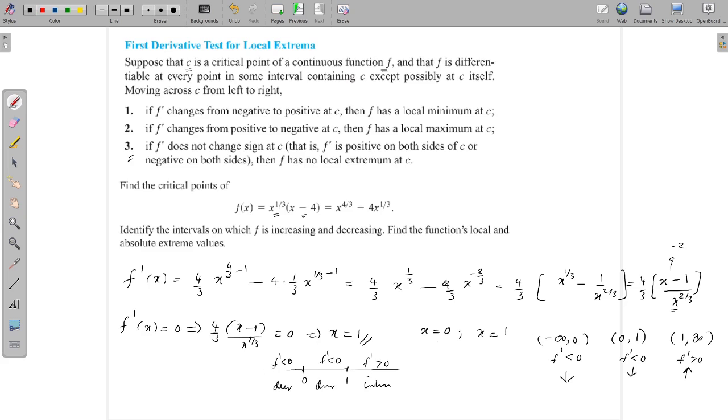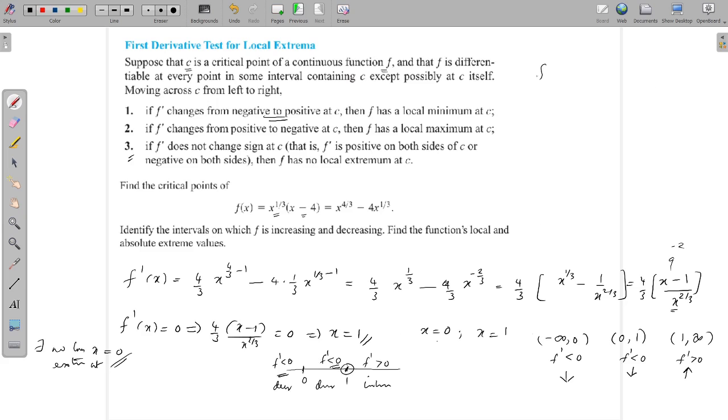So we can say that when you consider the critical point x equal to 0, there is no change in the derivative, because derivative is negative here and here also negative. So x equal to 0 is a point where there is no local extrema. But when you consider x equal to 1, the left hand side we have decreasing and right hand side it is increasing, that is, from negative to positive. So that is the first derivative test. We can say that this function has a local minimum at x equal to 1.